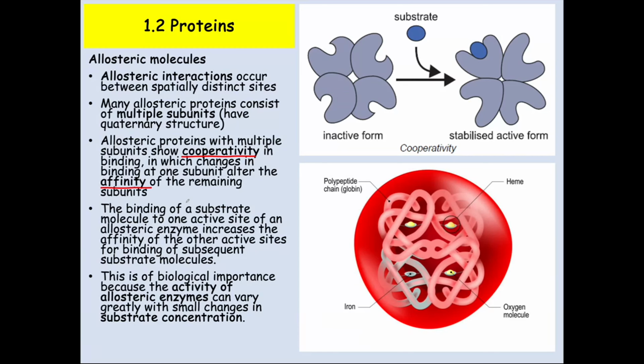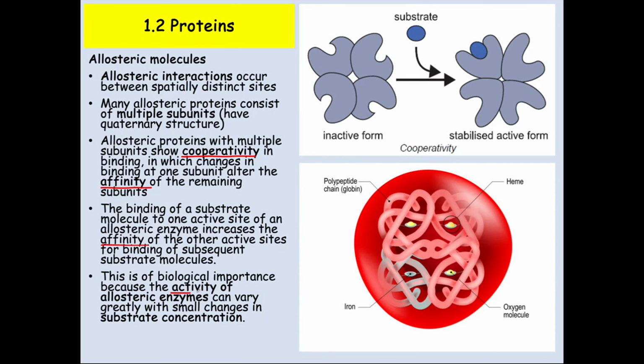So what you get is very quick changes in the oxygen saturation due to small changes in oxygen within the person's blood. So the binding of the substrate molecule to one active site of an allosteric enzyme increases the affinity of the other active sites for binding to subsequent substrate molecules. That's just a general definition of the specific example I gave of oxygen and hemoglobin. Why is this of biological importance?